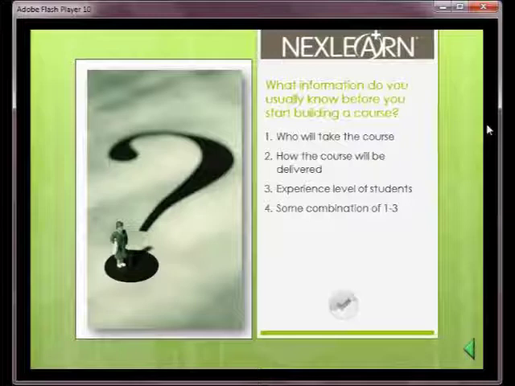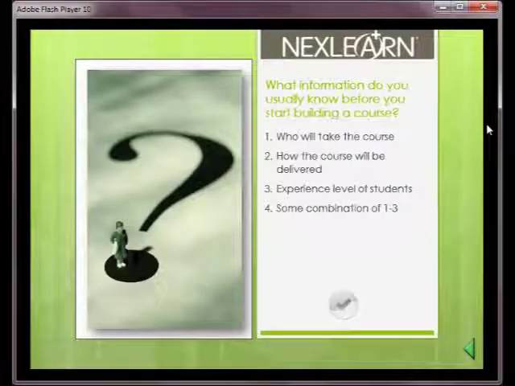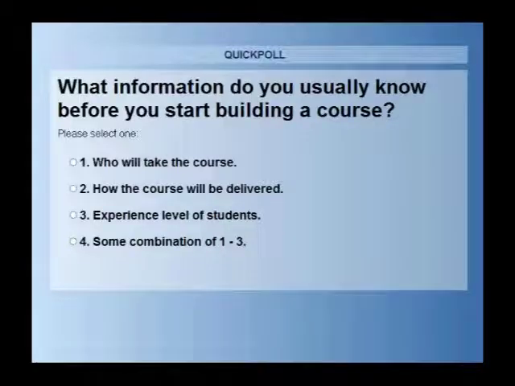We're going to start off with a quick poll question asking you what information you usually know before you start building a course. Number 1, who will take the course. Number 2, how the course will be delivered. Number 3, the experience level of your students. Or number 4, some combination of 1 through 3. We'll give you a couple of seconds to respond to that, and then once we hear back from most of you, we'll close the poll, I'll give you some results, and we'll move on.